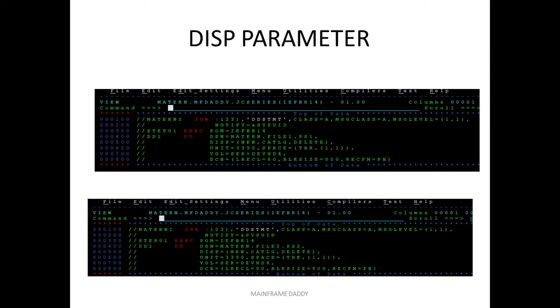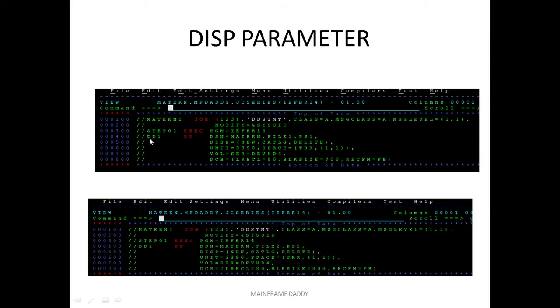So here is an example for a DISP parameter. In this example I am creating a dataset using the IEFBR14 utility. This is also called a dummy utility, or a do-nothing utility, which we will discuss in our JCL series.